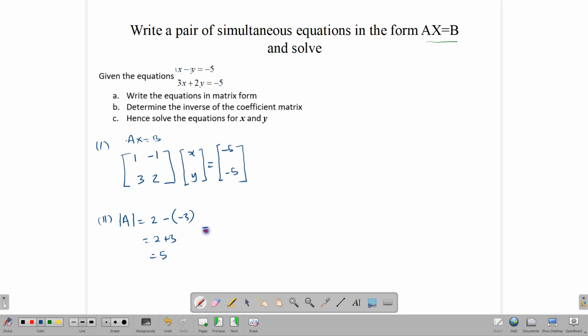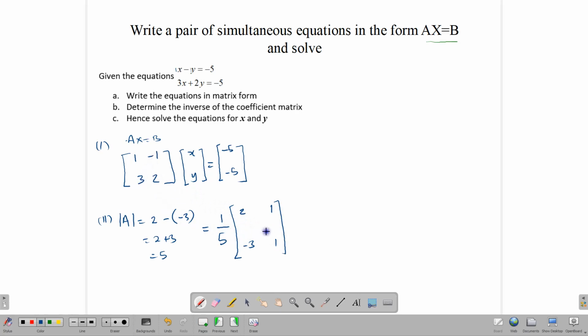So our inverse is going to be 1 over 5 multiplied by the rearranged adjoint matrix. So take this matrix and turn it into the adjoint by switching these two. So 2 goes here. This is negative, it becomes positive. This is positive, it becomes negative. And the 1 goes down to the other side. So we switch these two, here they are switched, and we change the sign of these two.